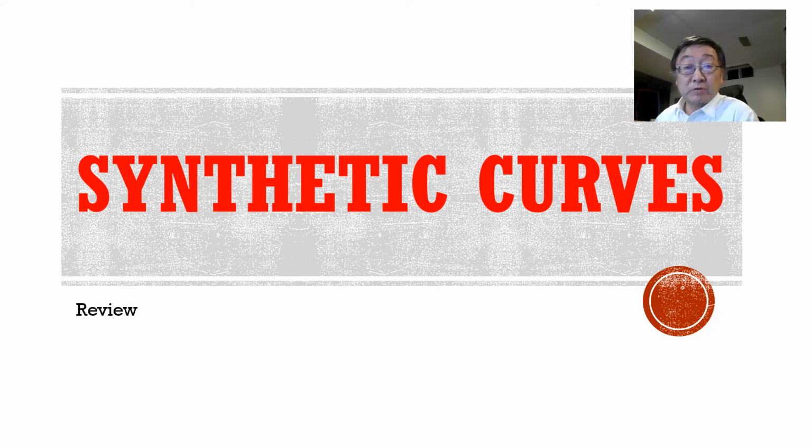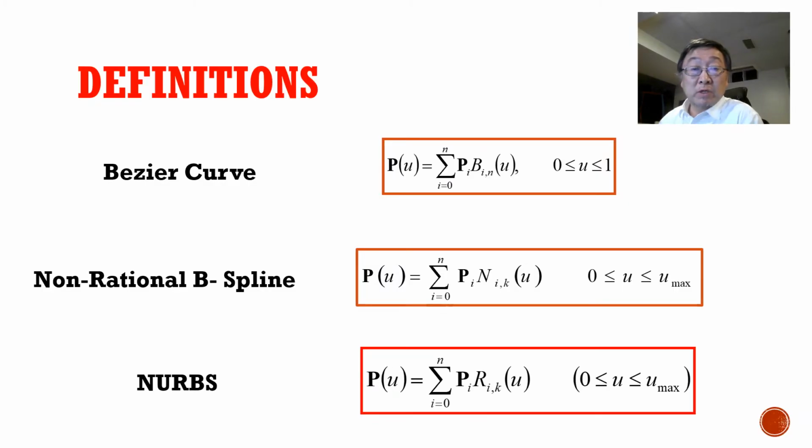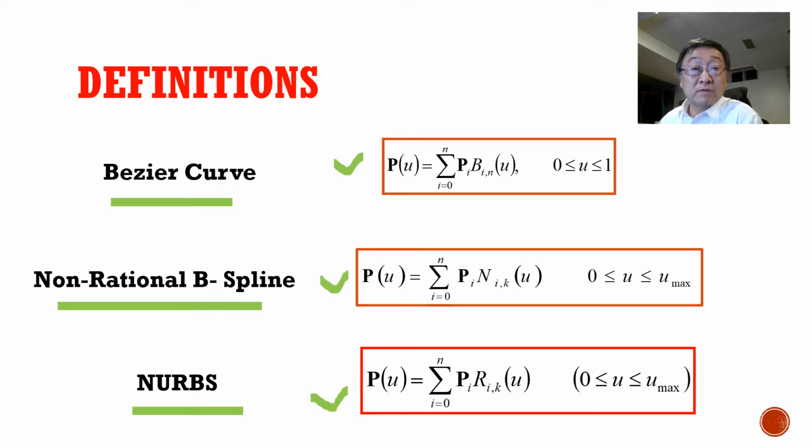Right. Today, I want to review the synthetic curves with you guys. In the past few weeks, we have discussed three different types of synthetic curves. They are the Bézier curve, the non-rational B-spline curve, and NURBS. The slides show the governing equations of these three curves.